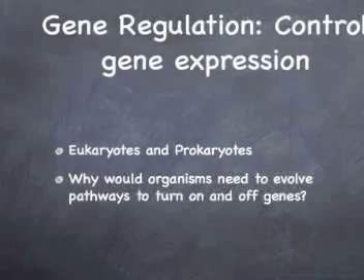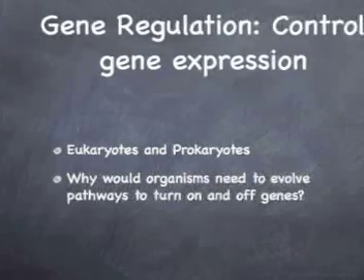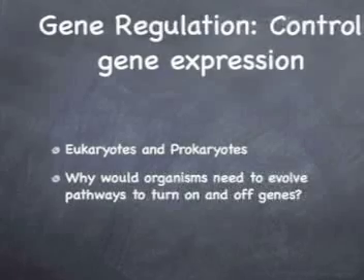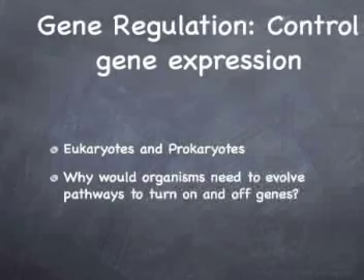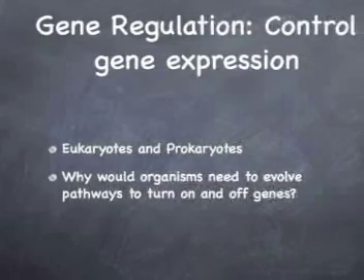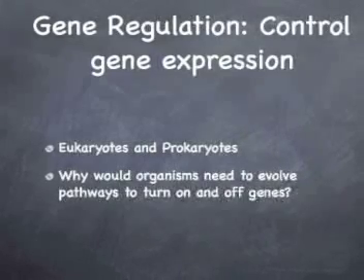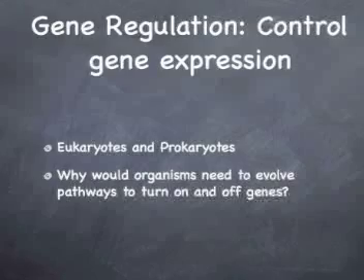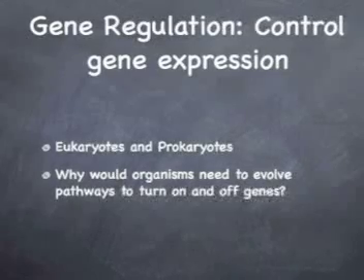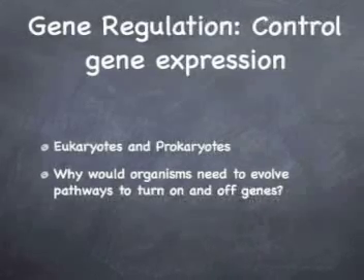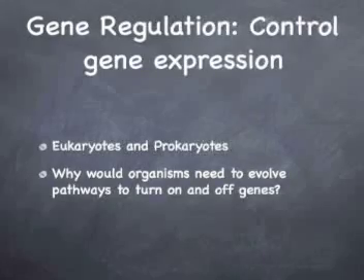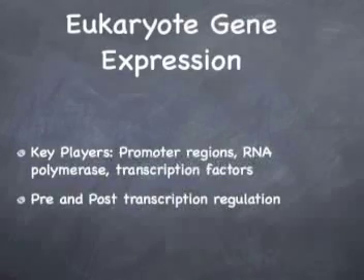Gene regulation is the cell's way of controlling gene expression. As you may be aware, organisms have thousands of genes that may be turned on or off at any time. We'll be looking at eukaryotes and prokaryotes. And one thing you need to be thinking about is why would organisms need to evolve pathways to turn on and off genes? To get started, we're going to be looking at eukaryotes.